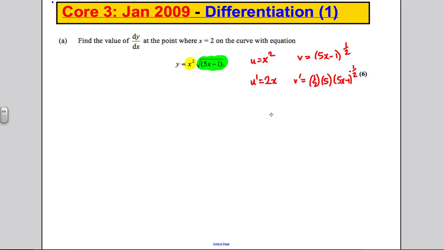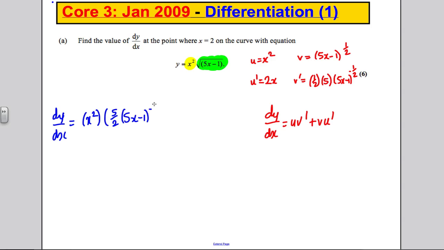And we'd apply the product rule, so dy by dx is uv dash plus vu dash, and now we just substitute. So dy by dx is uv dash, x squared times half times 5, I'm just going to say that's 5 over 2, 5x subtract 1 to the negative half, plus vu dash, so plus 5x subtract 1 to the positive half times u dash, which is 2x.